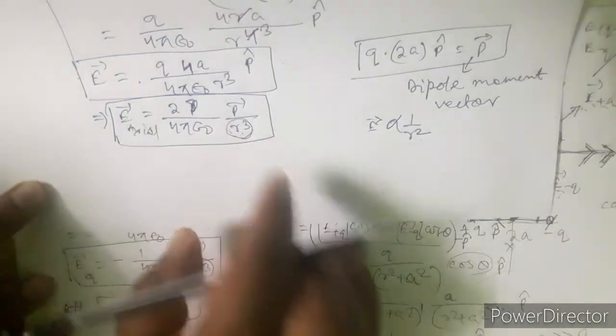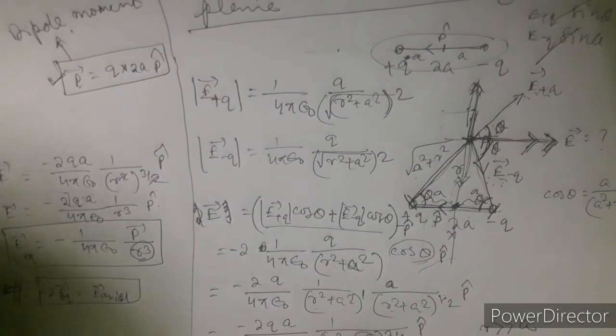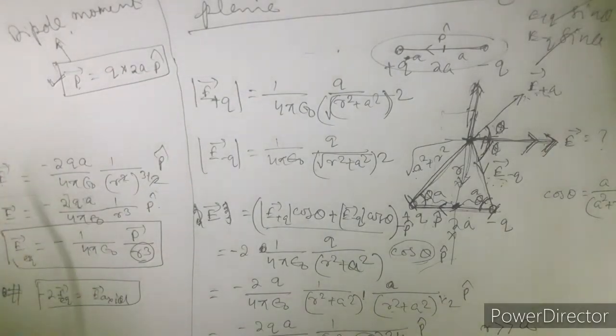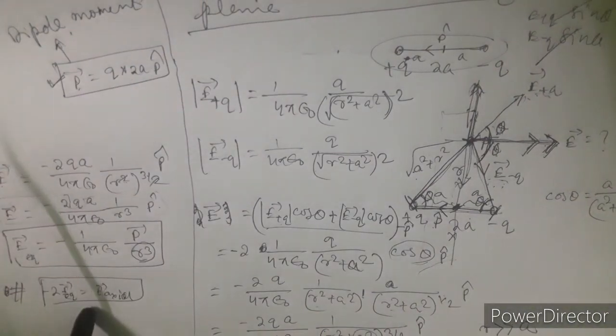So this is the result of the electric field for a point on the equatorial plane due to the dipole.